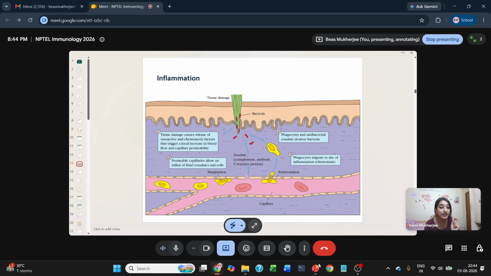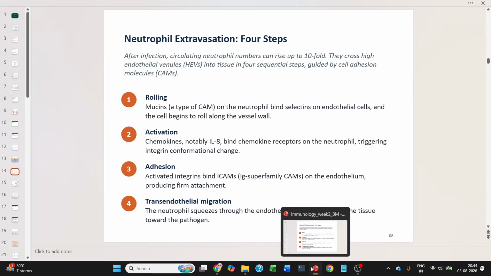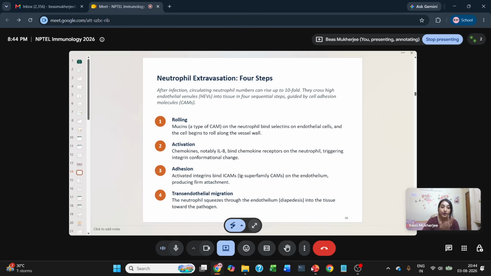So exudate contains complement system proteins, antibody, C-reactive protein. So it is containing the fluid part of the blood along with all of these important proteins and chemicals, okay, but it is not having the cells as such. Okay, so now this we had seen in the previous class, but in today's class we are going to see exactly how these neutrophils travel to this site of the wound.